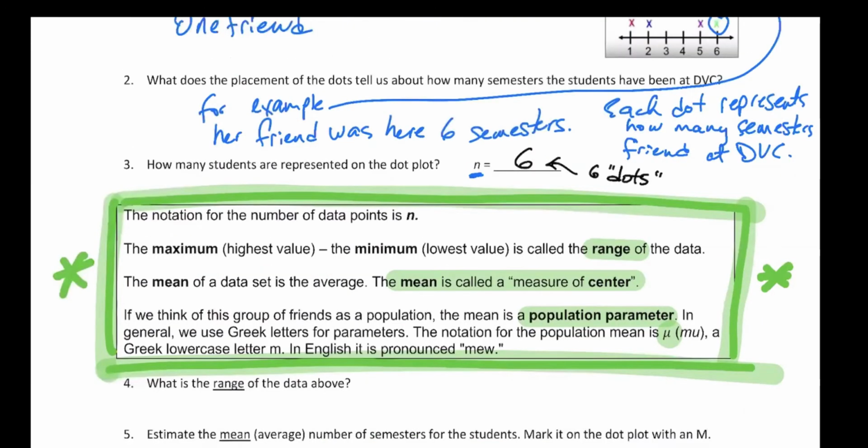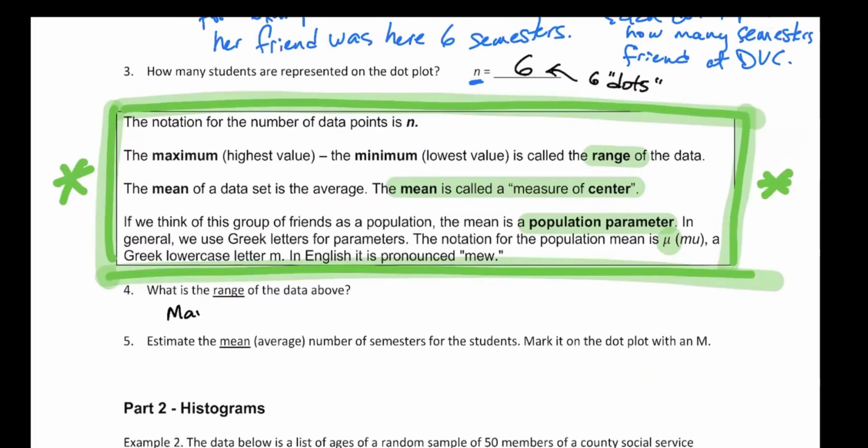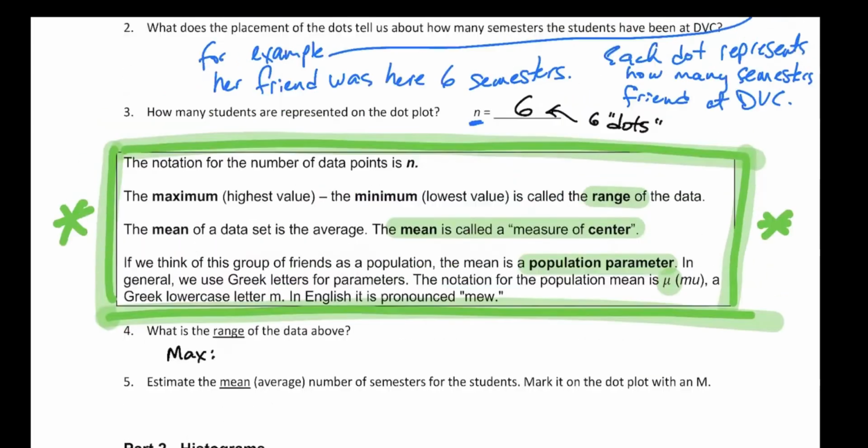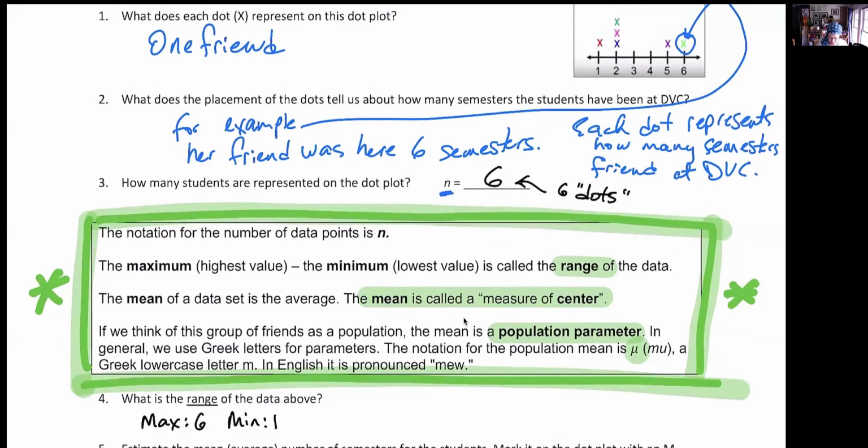So in number 4, we're asked to calculate the range. And you can see from that graph, the max was 6 and the min was 1. The max is 6 and the min is 1. So the range is 5.